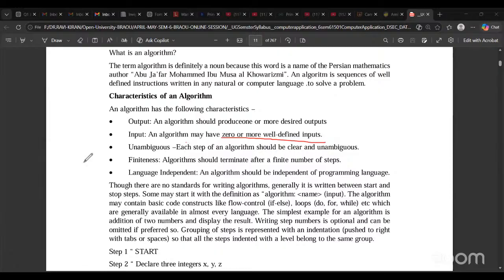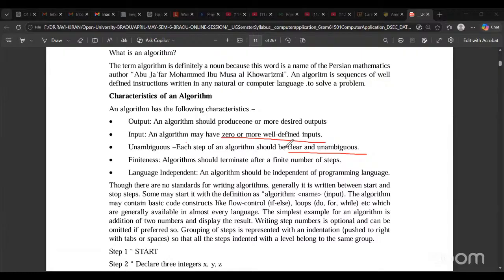And one more important thing is it must be clear and unambiguous. Each step of an algorithm should be clear and unambiguous. You should not write in an unclear way. You should not write in any ambiguous way. There should not be any ambiguity, and that should be very clear.